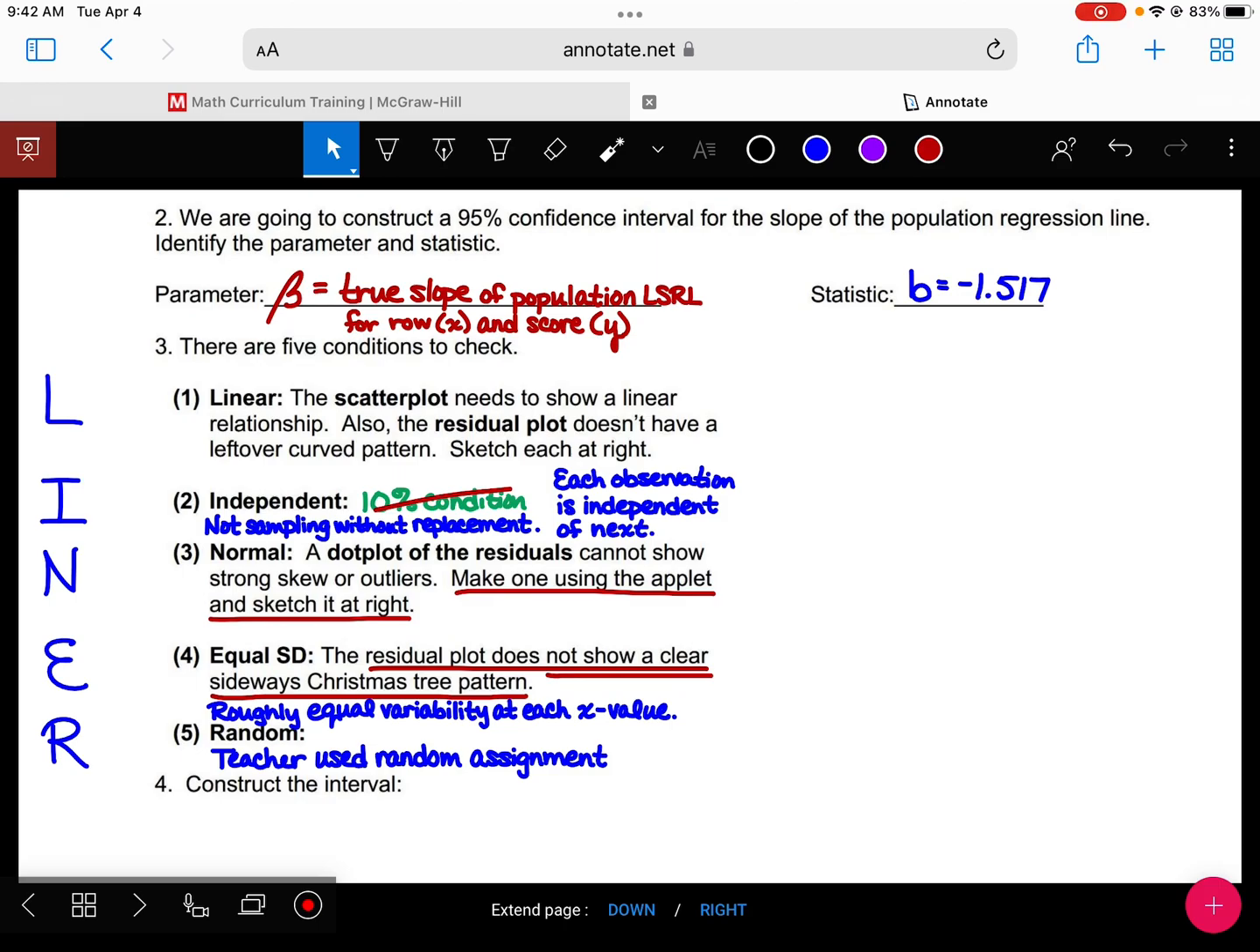Got this little acronym to remember all 5 of the conditions that we need to check. Liner. Kind of sounds like linear, but we don't have the A. So we check that it's linear. We look at our scatter plot. We also look at our residuals. Independence, normally that's going to be our 10% condition unless we have random assignment. Normality, we look at our residuals. Equal standard deviation, we look at our residuals, and then randomness. We will finish this one up tomorrow and start the very last piece.